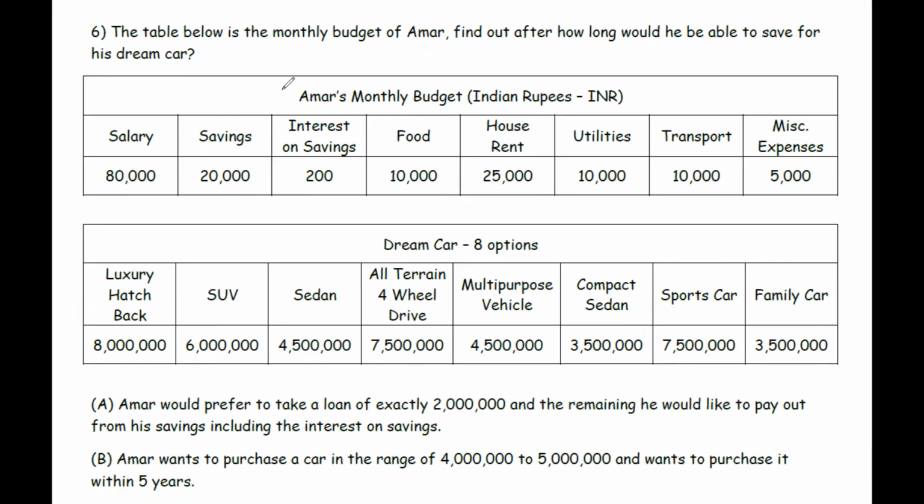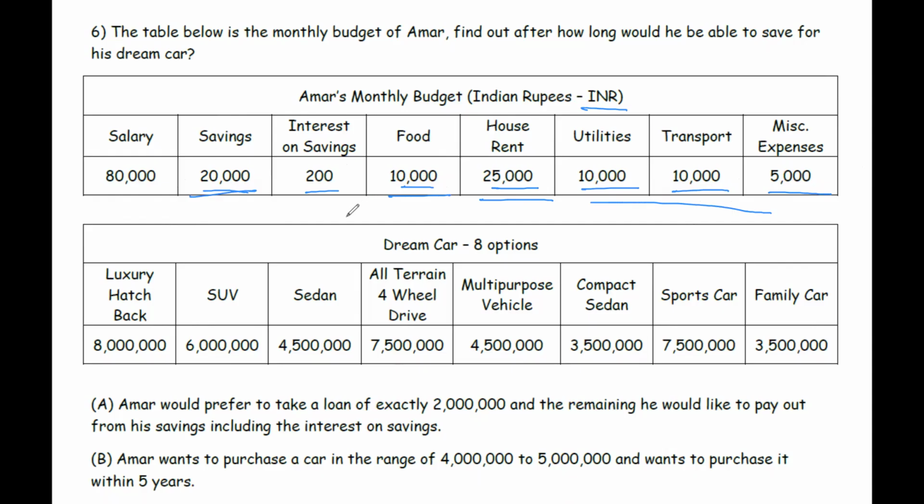Now, the table below is the monthly budget of Amar. Find out after how long he would be able to save for his dream car. Amar's monthly budget in Indian rupees is given as 80,000 salary, out of which 20,000 is savings, 200 is the interest on savings, 10,000 food, 25,000 house rent, utilities 10,000, transport 10,000, and miscellaneous expenses 5,000. So this is 25, 25, 50, 60, 70, 80. So his salary is completely accounted for.